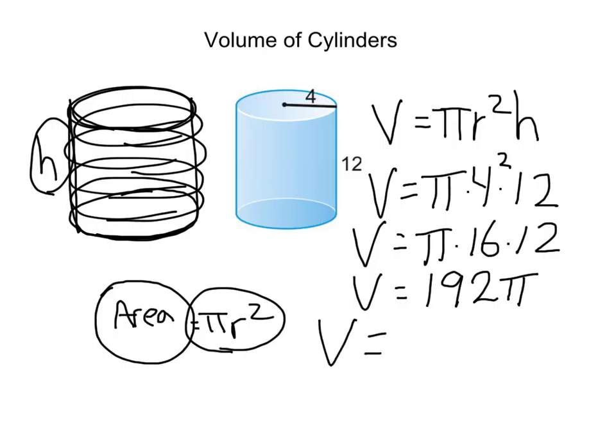And as always, we can approximate the value of pi by using 3.14. So 3.14 times 192. This will come out to be 602.88. And it's going to be units cubed. 3 dimensions, so I have a 3 on my units. All right, let's try another one.